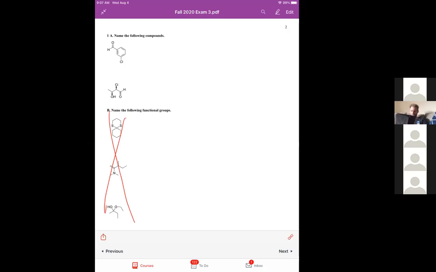Don't worry about these. Name the functional group ones. We're not going to do that. Look at this aromatic ring here. This would be, we have a chlorine in our meta position. We've got an aldehyde. This is metachlorobenzaldehyde.